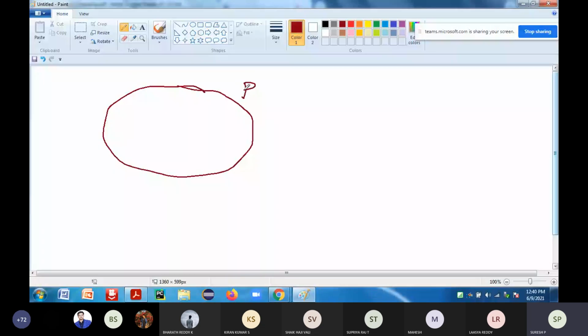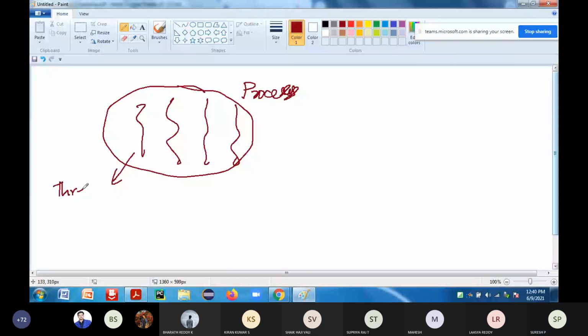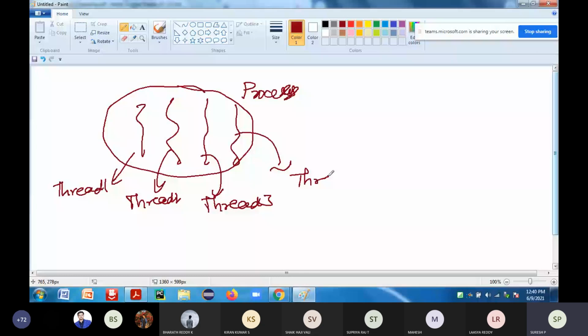So this may be thread 1, this may be thread 2, this may be thread 3, this may be thread 4. Like this it is going to run. Even if you are not creating a number of threads, it is a process. The process has to control the flow. One control flow it has to go, so this will become one single thread at that time.